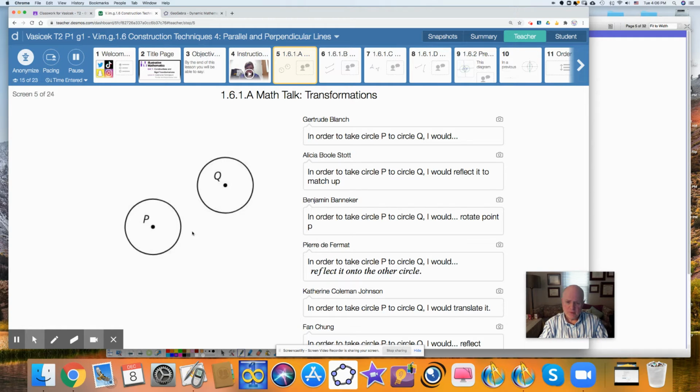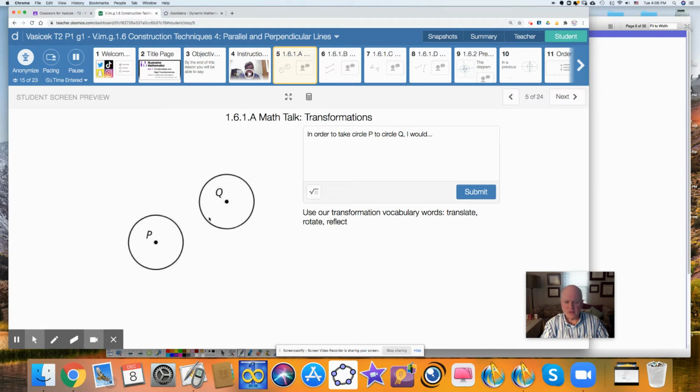This first one, I have some people saying that this would be a translation. So if you were to draw a segment from point P to point Q, this would be a directed line segment. If you put an arrow on it, you could move this whole figure that distance in that direction, and this would map it onto it. You could do this with a reflection. You need a line of reflection, and that line would be the perpendicular bisector of segment PQ. And if you reflected it across that line, this whole figure could reflect onto circle P onto circle Q.